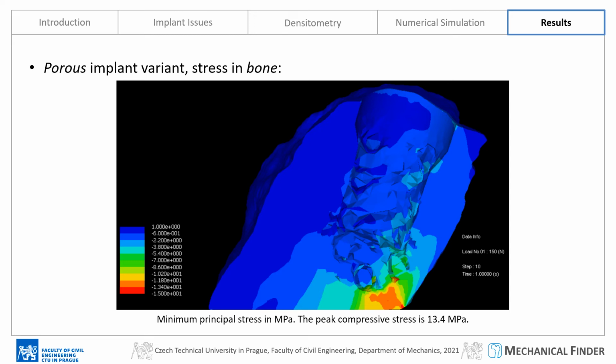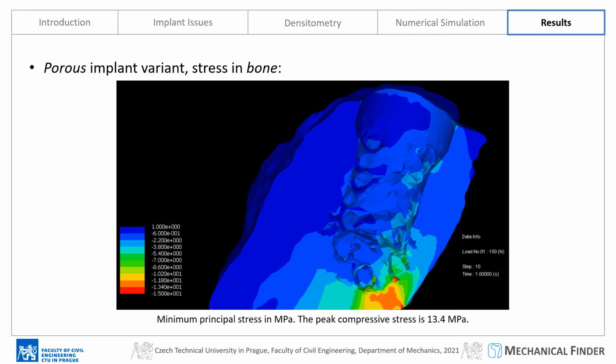The stresses mainly concentrate on the lower portion of the implant at the apical area, and the distribution of the stress is pretty comparable with the first variant, but as we have seen, the first variant induced a stress of only about 7 megapascals, while the porous variant had a peak compressive stress of about 13.4 megapascals. So I was very happy to see this result, because Mechanical Finder has confirmed my expectation that the porous implant will induce greater stresses. As we can see, the stress is about twice as big.